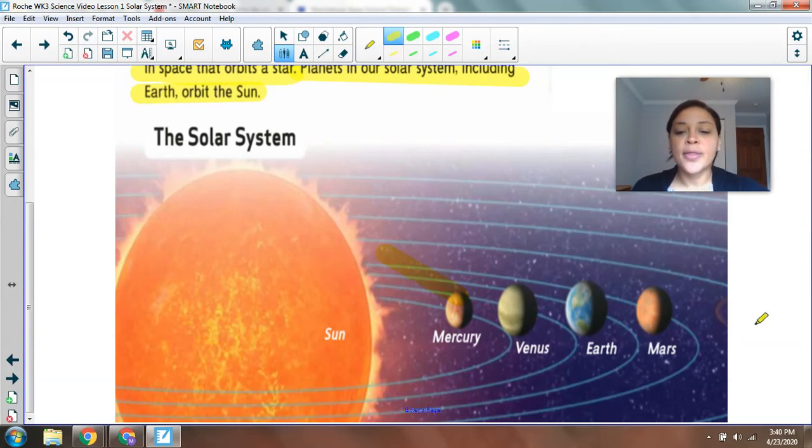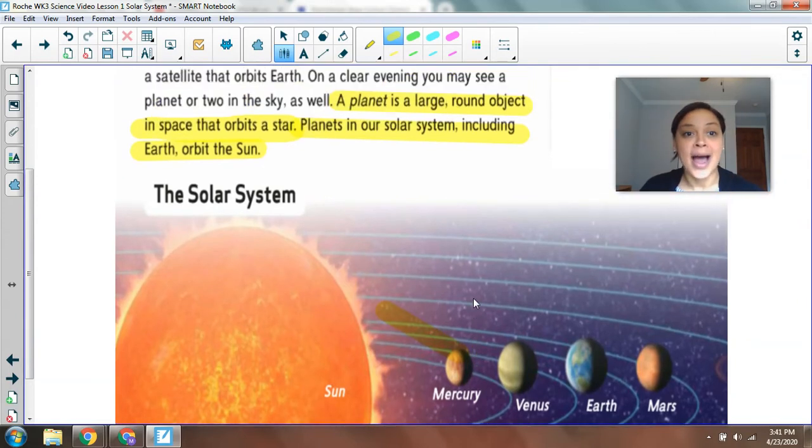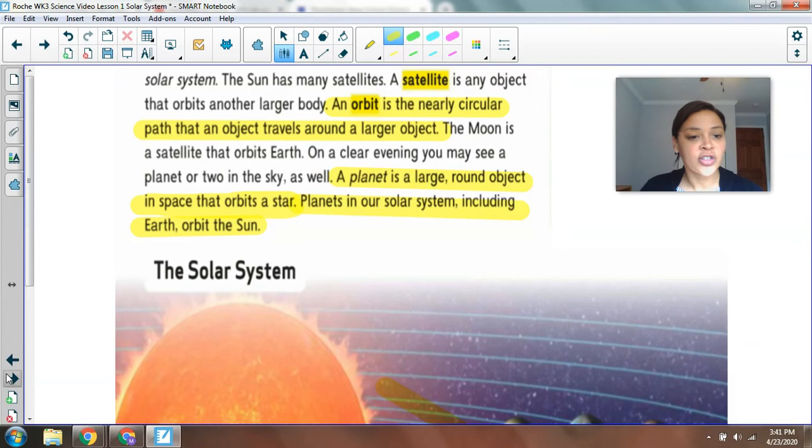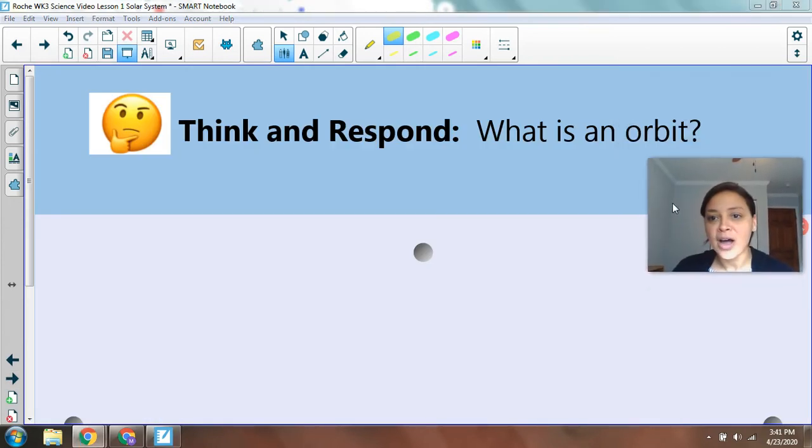And boys and girls, the reason why they're showing you Mercury, Venus, Earth, and Mars is that these 4 planets, boys and girls, besides Earth, the other planets are able to be visibly seen at night. So if you go out on a really clear night, you may be able to see one of these planets up in the sky without a telescope. So that's very interesting. All right.